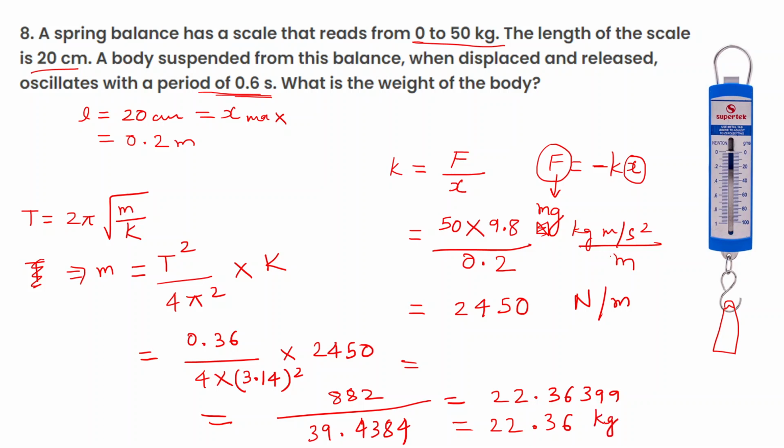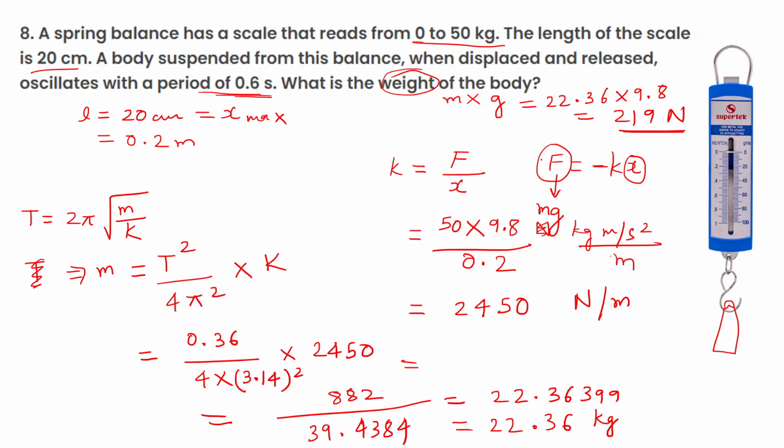This is in kg. Now this is not the final answer because we have been asked not the mass of the body but the weight of the body, and the weight we know is mass times acceleration due to gravity. So we'll multiply mass with 9.8 and then we'll get the weight of this body, for which the period of oscillation was 0.6 second. So this value will be 219 Newton approximately. So this will be the answer.